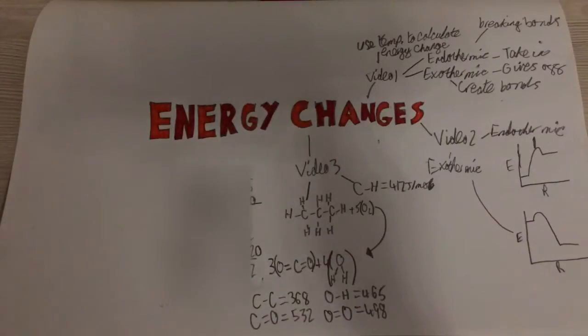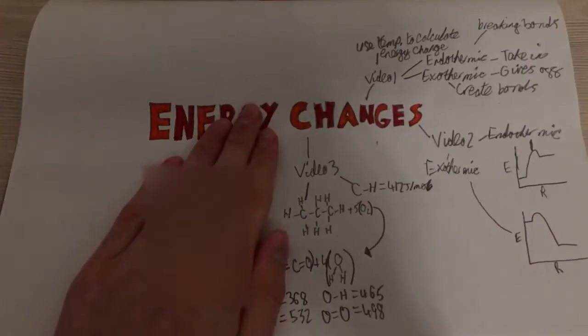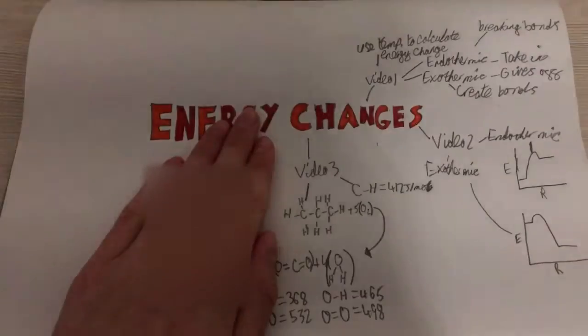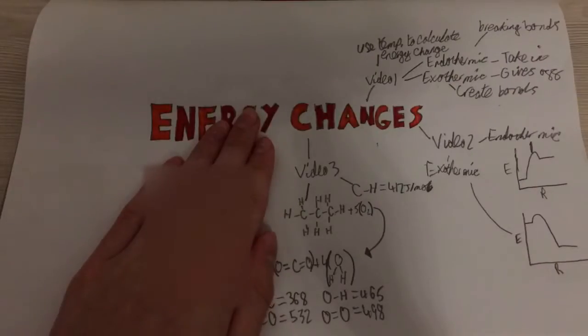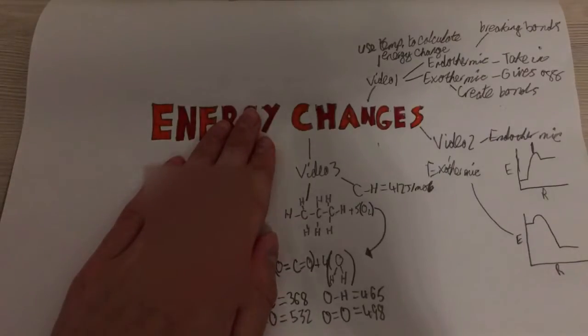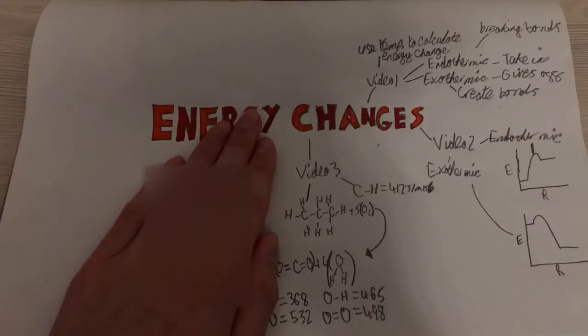Hello and welcome to the third video in our energy changes topic, which is about how to solve the energy change in a reaction. In every reaction, energy is needed to break bonds and energy is given out from making bonds. Today we will be working out whether a reaction is exothermic or endothermic, based on whether it gives out more energy than it started with, or takes in more energy than it started with.